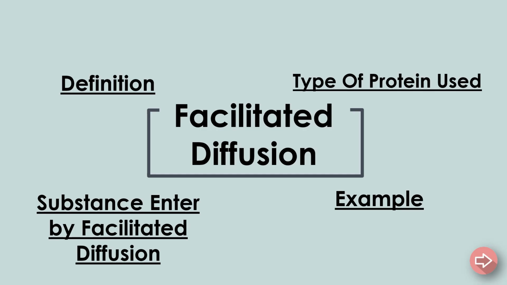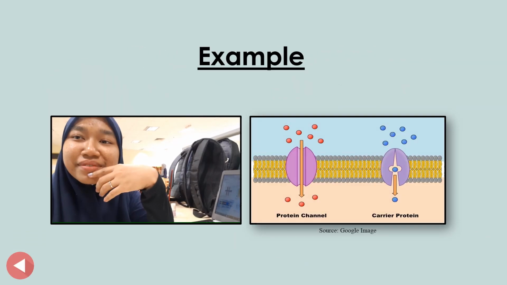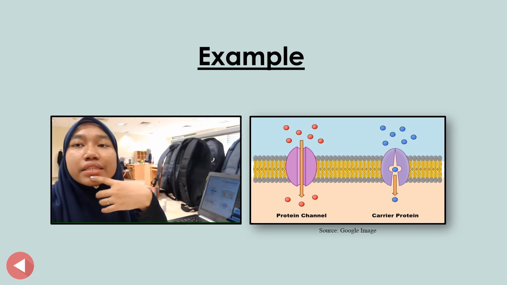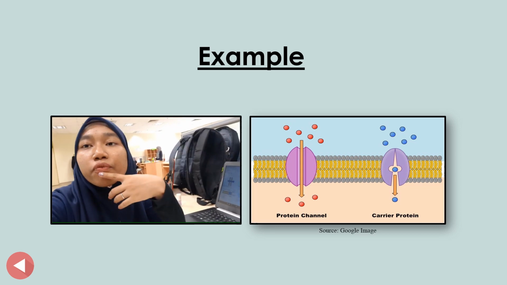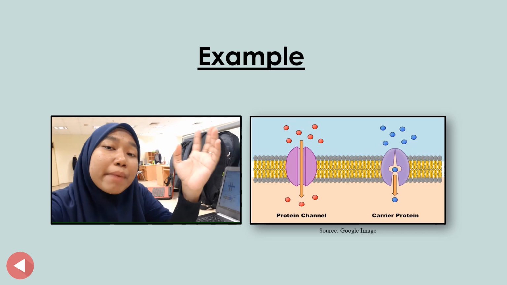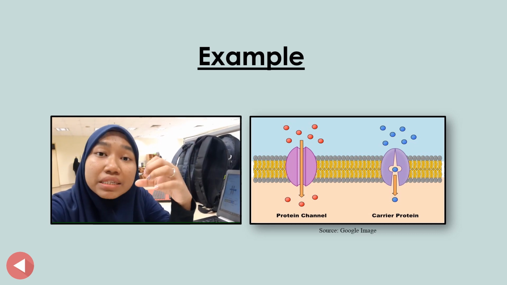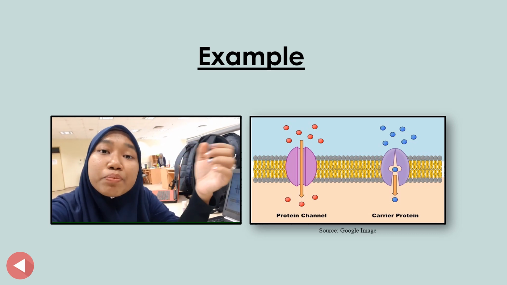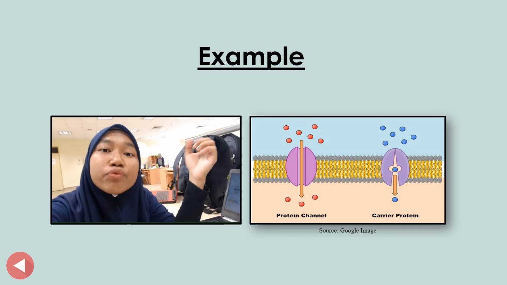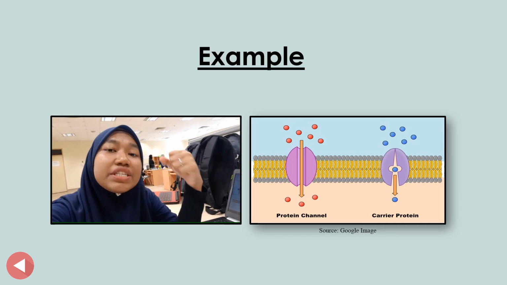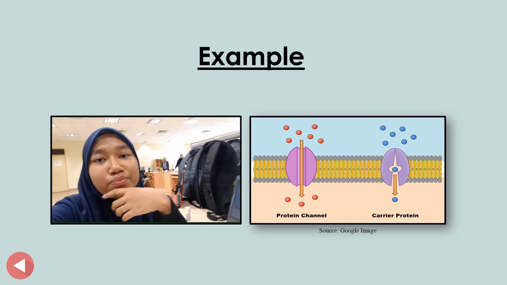Facilitated diffusion. You can click definition, substance entered by facilitated diffusion, type of protein used, example for more information. Hi guys, facilitated transport is a type of passive transport where the materials across the plasma membrane need help from the protein. Like in this diagram, we have two types of protein, that is carrier protein and also channel protein. That's it.